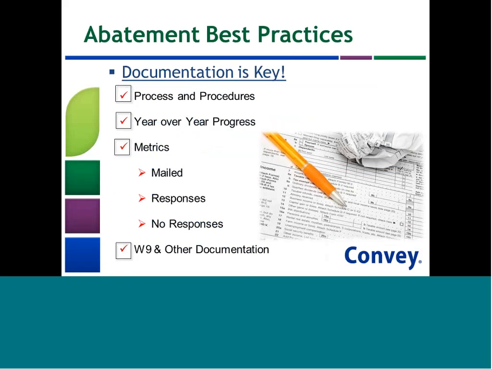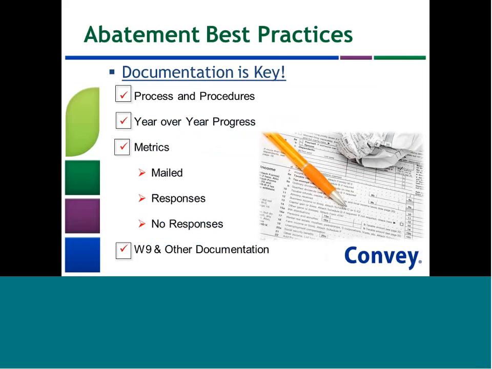Now, that's the B notice, but from an abatement perspective, best practices there, you're going to want to be sure that your processes are documented from a standpoint of account initiation, your 1099 process, your B notice process, and then obviously what you do when you receive those corrections. You're going to want to have processes and procedures in place. You're going to want to be able to show year-over-year progress.